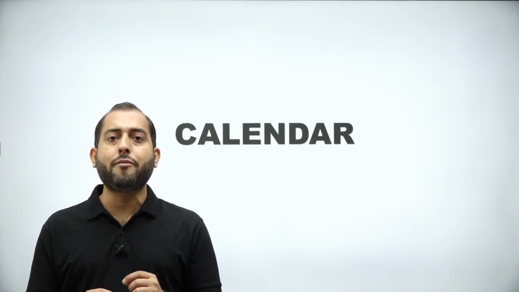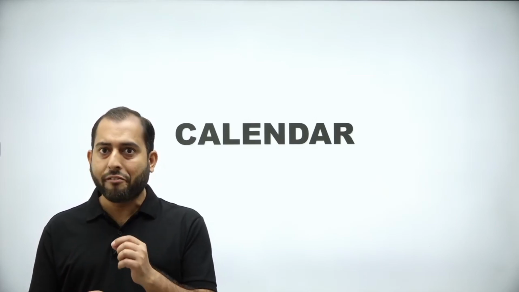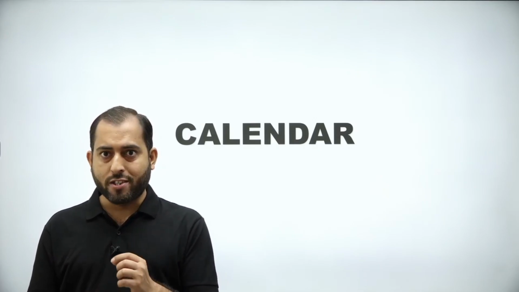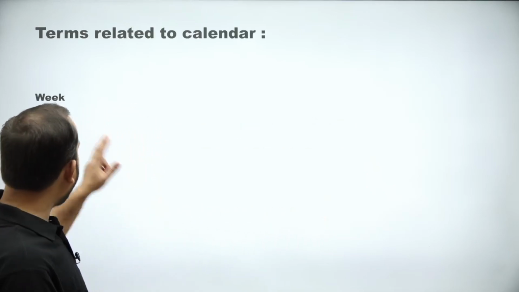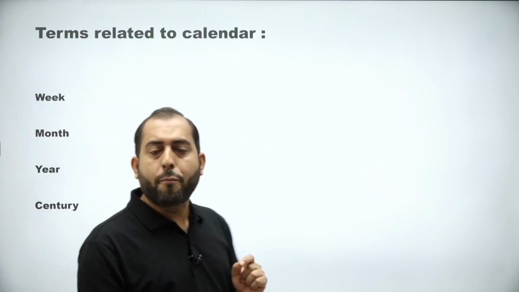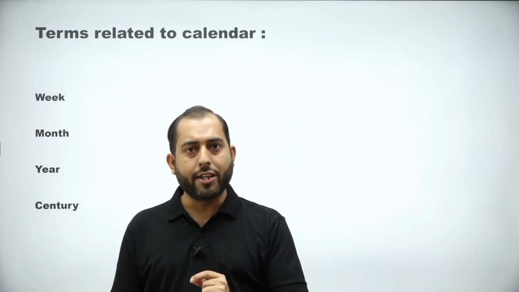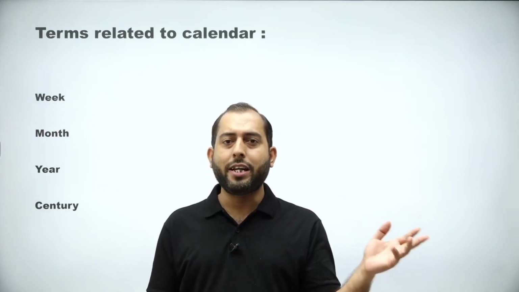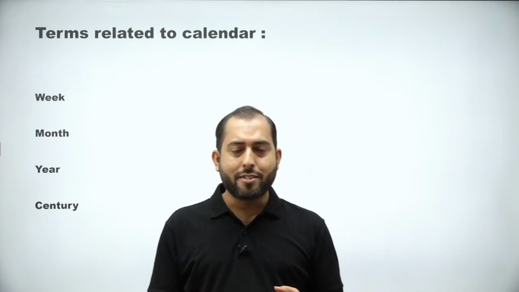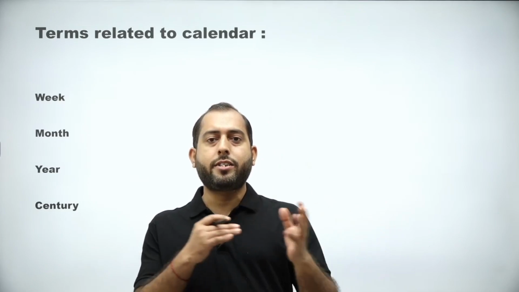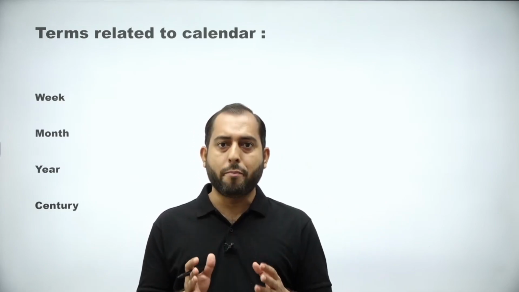So before dealing with all the problems, we need to learn some facts and some concepts. Let's talk about those facts and concepts. So fact number one, I hope you all know that in a week there are 7 days, starting from Monday till Sunday. Then we have months. So from January till December, there are 12 months.